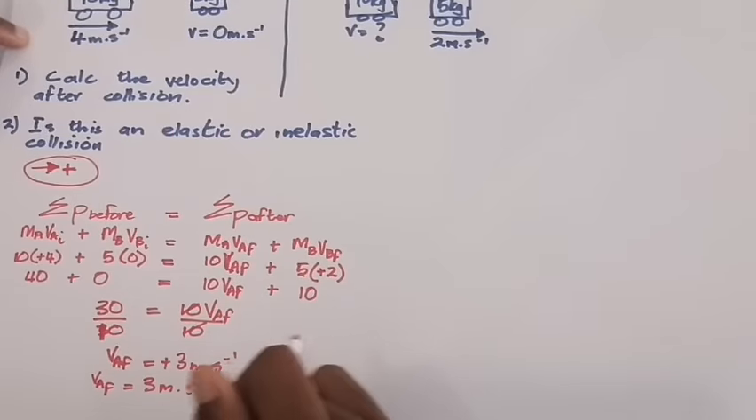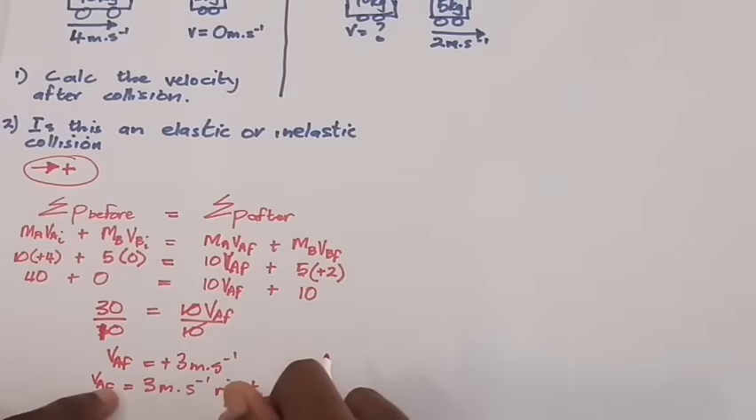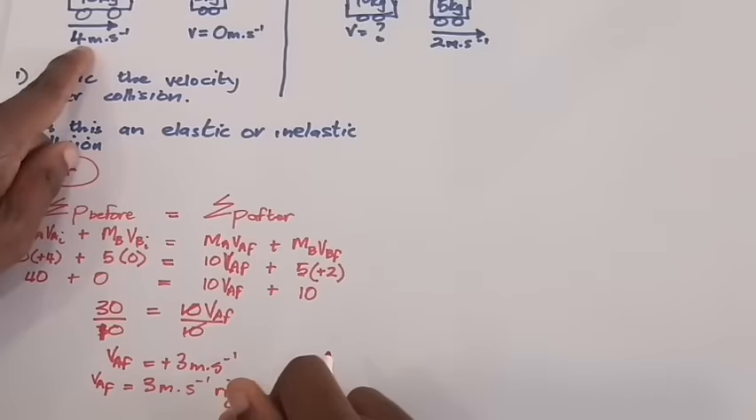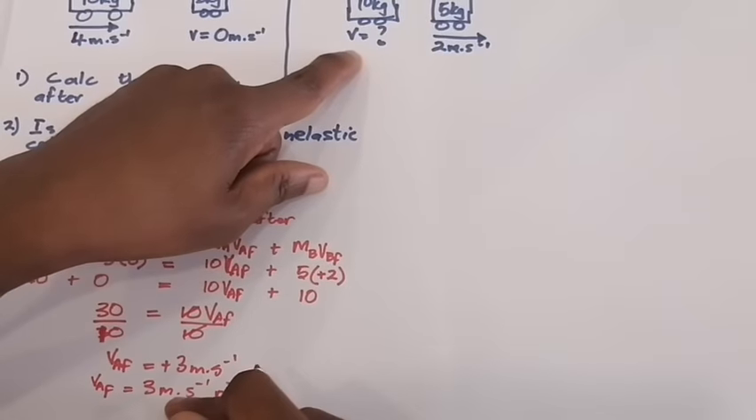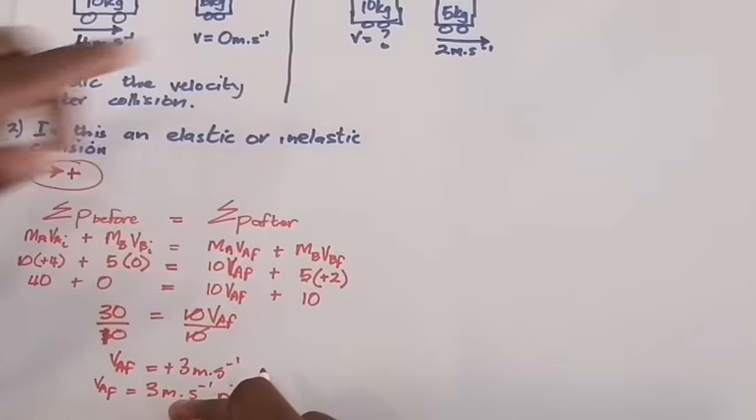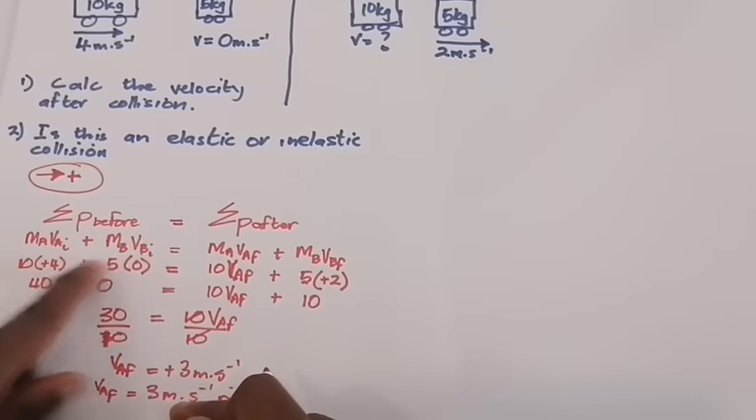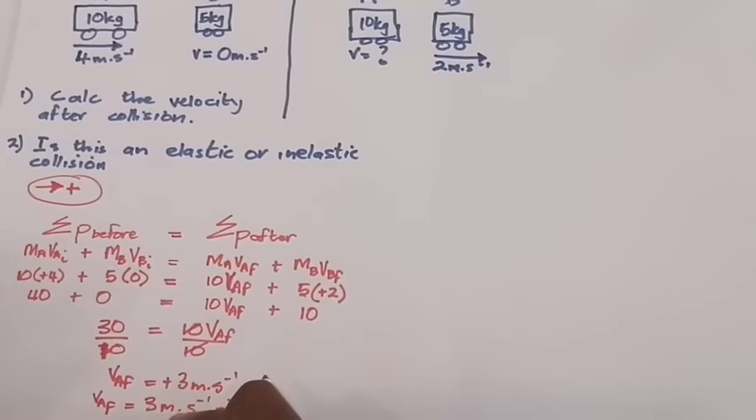It is very important for us to state both magnitude as well as direction. Now please note that A was moving at 4 meters per second, but after colliding with B, it's now moving at 3 meters per second. If you were to take the momenta before collision, let's just do that quickly.